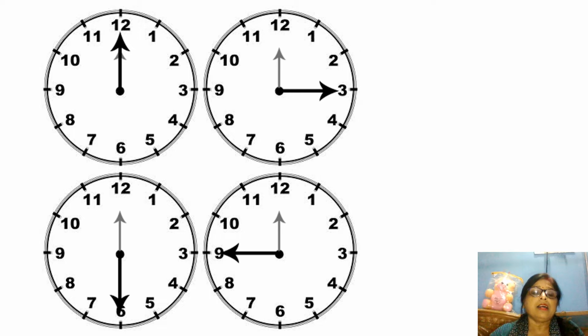Here, the minute hand is moving from 3 to 4, 4 to 5, and it is now at 6. So you can say 5 minutes, 10 minutes, 15 minutes, 20 minutes, 25 minutes, and 30 minutes. It is 12:30. Again, the minute hand is moving from 6 to 7, which is 35 minutes, then 7 to 8, 40 minutes, and at 9, it is 45 minutes.